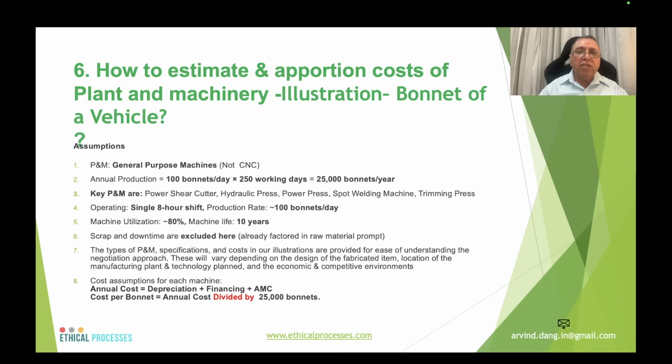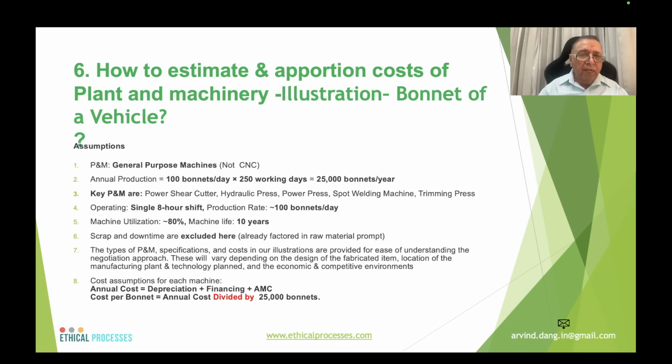How to estimate and apportion the cost of plant and machinery, illustration. I am assuming here that these are general purpose machines, not CNC, and annual production is 100 bonnets per day over 250 working days, 25,000 bonnets per year. Key plant and machinery assumed are power shear cutters, hydraulic press, power press, spot welding machines, trim press, etc., and a single 8-hour working shift, with machine utilization assumed at 80% and machine life at 10 years. Scrap and downtime are excluded here, assuming that these are included in the raw material cost.